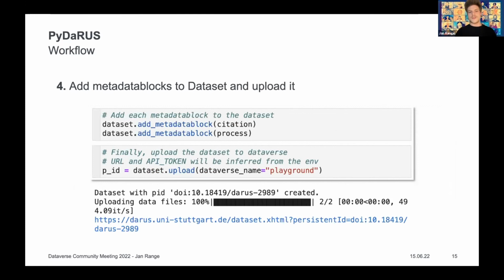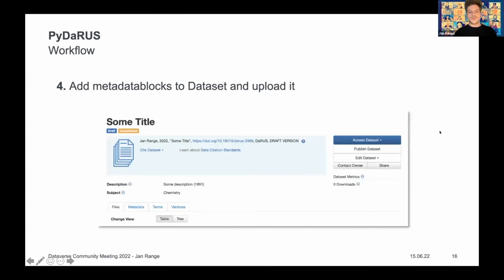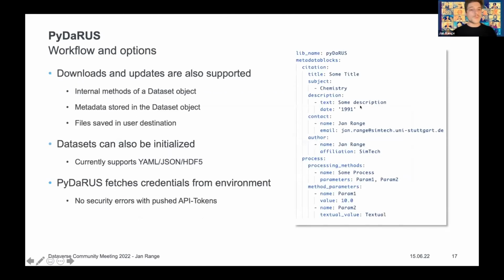The only thing you have to do now is to add each of these metadata blocks to your data set, call the upload function and specify to which Dataverse you want to upload it, and everything will be done for you. In the backend, PyDataverse is working. Some of you may recognize it already from this first string right here. And when we then want to inspect the data set, everything is there, all the files are there, the metadata, and we're happy. Of course, PyDaros also supports download and updating of these data sets.